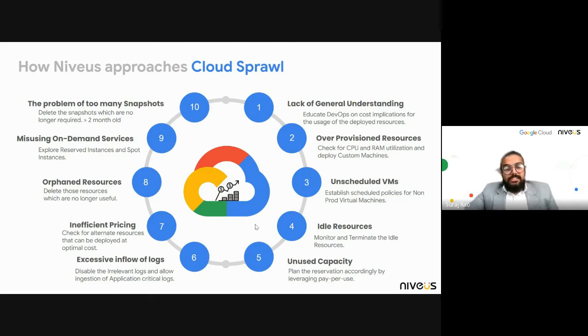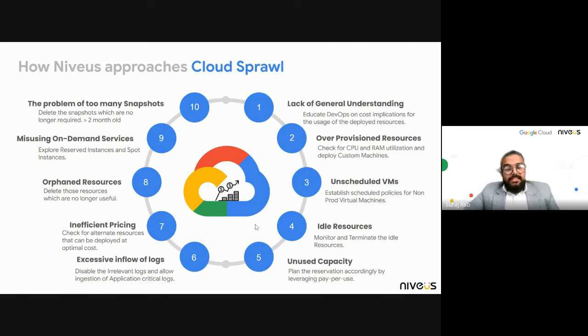Check for alternate resources that can be deployed at optimal cost. If you're looking at Compute Engine, check for serverless computing as well, where you can reduce your overhead of managing this infrastructure at a reduced cost.